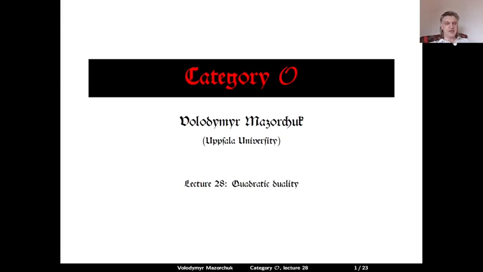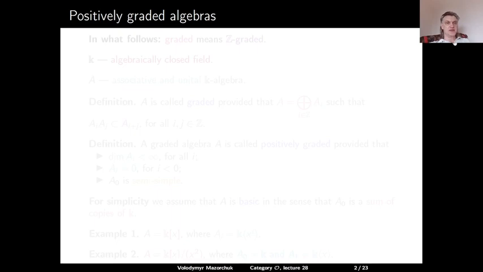Category O, Lecture 28, Quadratic Duality. Let us start with generalities on graded algebras and modules. In what follows, graded means Z-graded, that is, graded by the additive group of integers.